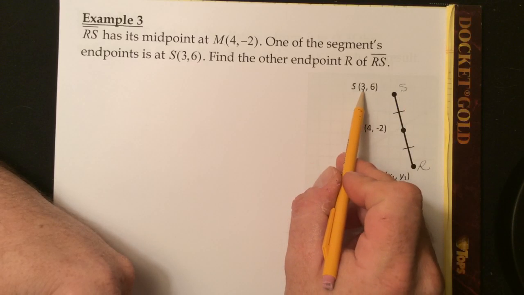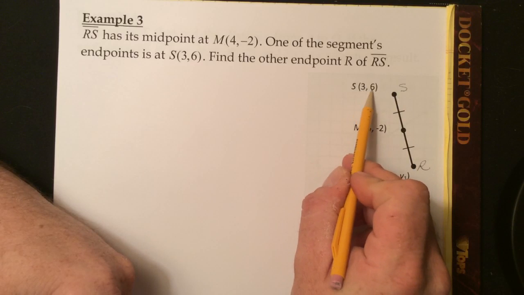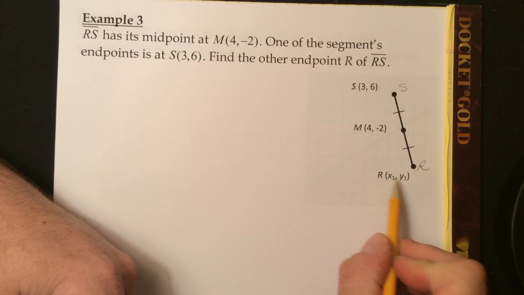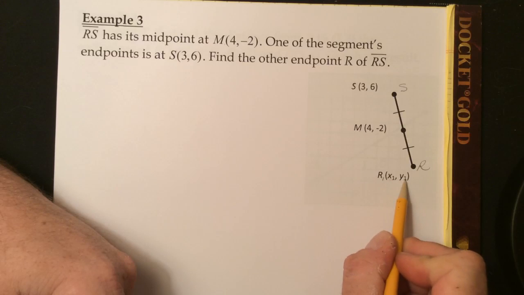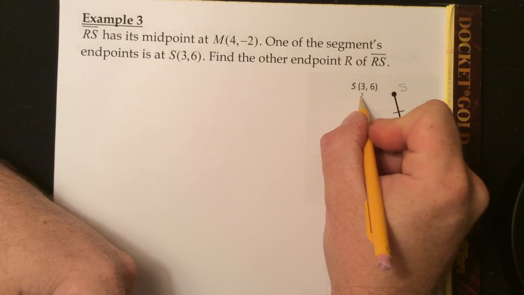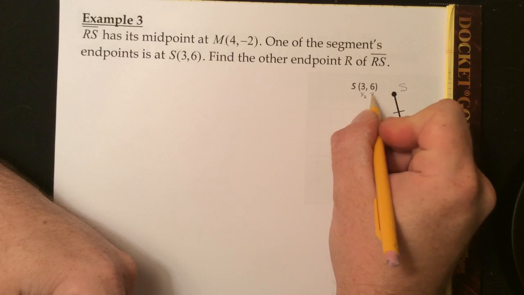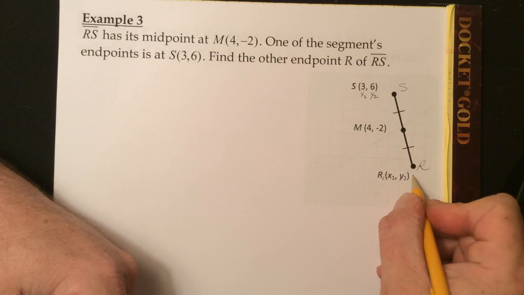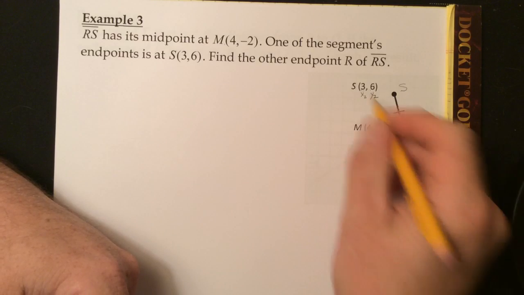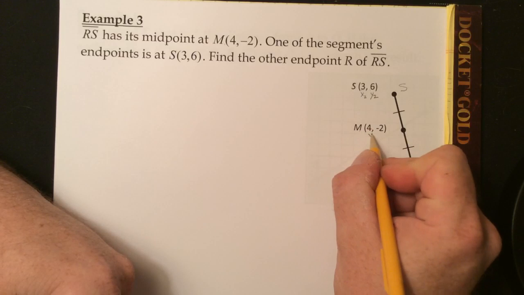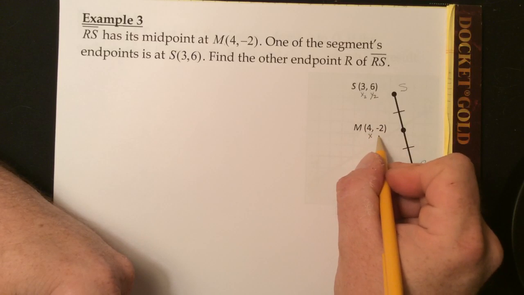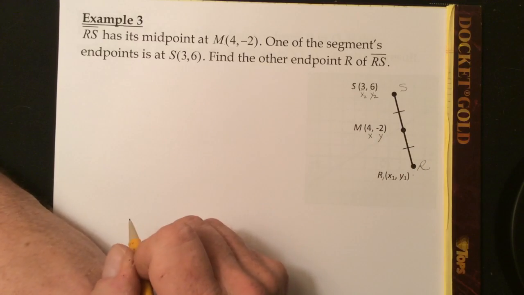They gave us the endpoint S, which is at 3, 6, and we don't have R, and I allowed R to be my first point because I've got these sub 1s here. So that means 3 is going to be my x2 and 6 is going to be my y2, because remember, these are the endpoints, so they get the 1s and the 2s labeled on them. The midpoint, this is simply our x coordinate for a midpoint and our y coordinate for a midpoint.